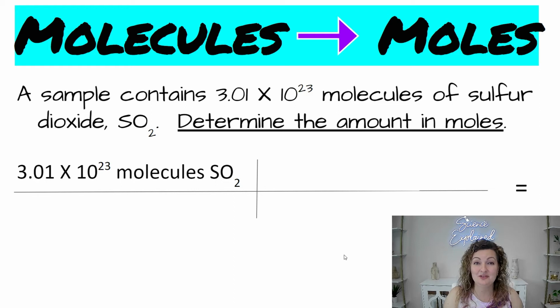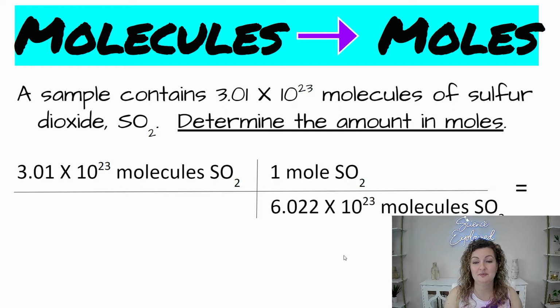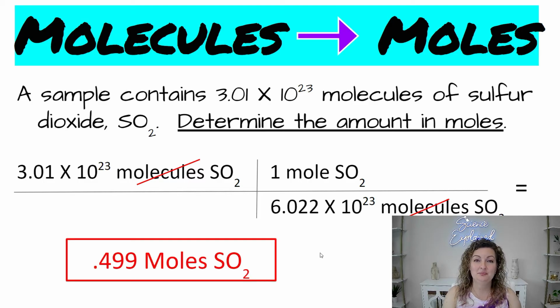So we're using the same conversion factor, but we're going to flip it this time, right? And we're going to put Avogadro's number on the bottom so that we can cancel out these molecules of SO2. So it's just 1 mole equals Avogadro's number. Type it in your calculator this time. You multiply the top, and you're going to divide by the bottom. So the 3.01 times 10 to the 23rd, use parentheses in your calculator, and you're going to divide that by Avogadro's number. Again, make sure you're using those parentheses, and you end up getting 0.499 moles of SO2.